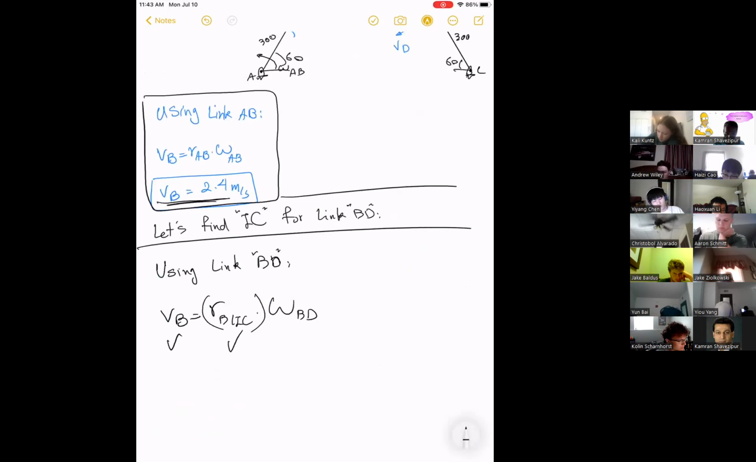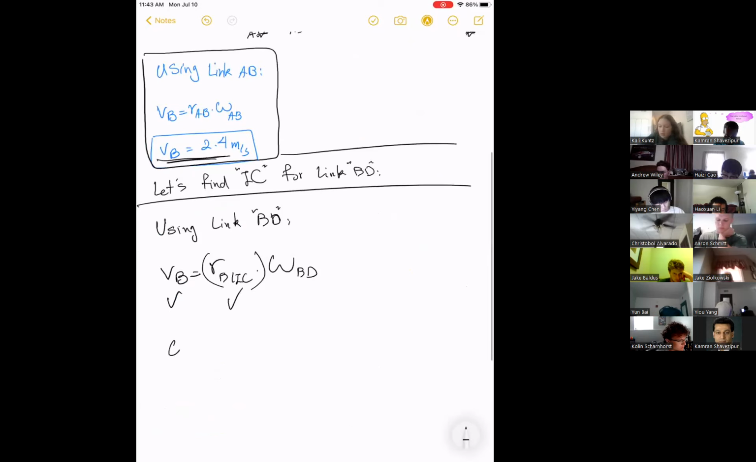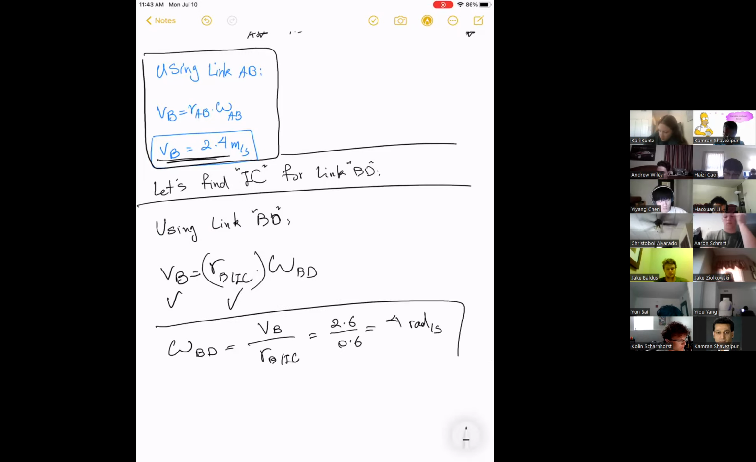So, okay, I know VB from here. I know R, so I can simplify omega BD as VB divided by R_BIC. And if you do that, 2.4 divided by 0.6 is going to give you 4 radian per second. That is omega for BD. Any question?